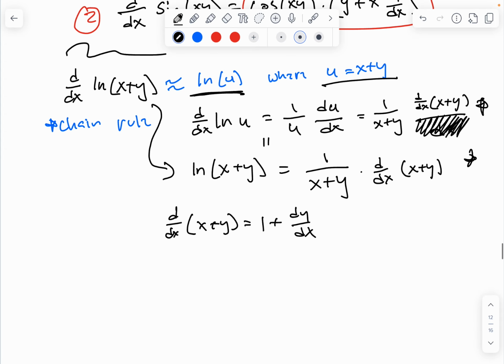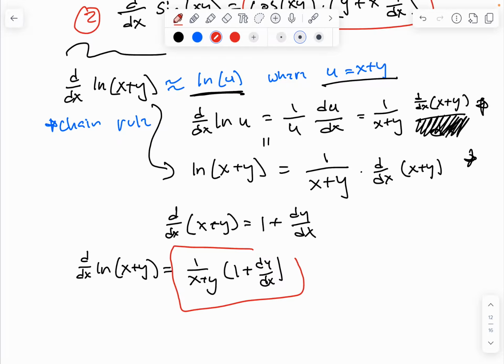Now let's plug this back into the rest of the chain rule. So the full thing, d dx of ln(x plus y), is equal to 1 over x plus y times 1 plus dy dx. So yeah, this is our third equation.